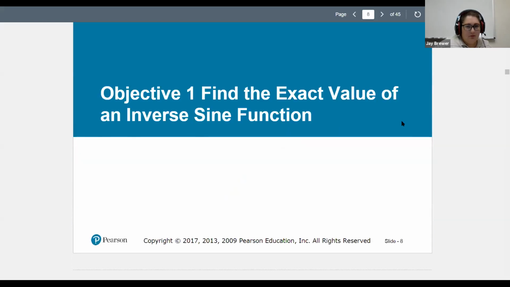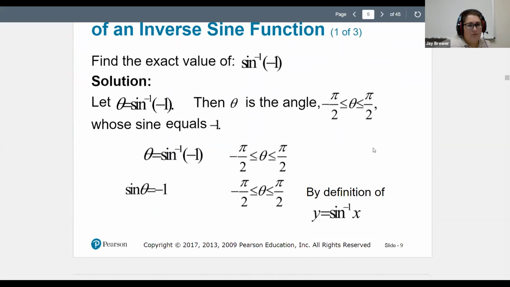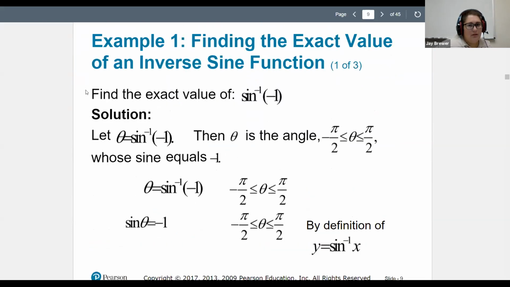All right. So objective 1, does anyone need me to go back to that, or are you okay? Good, okay. Objective 1 is find the exact value of an inverse sine function. So here we're going to find the exact value of the inverse sine, or you can also call it arc sine, of -1.